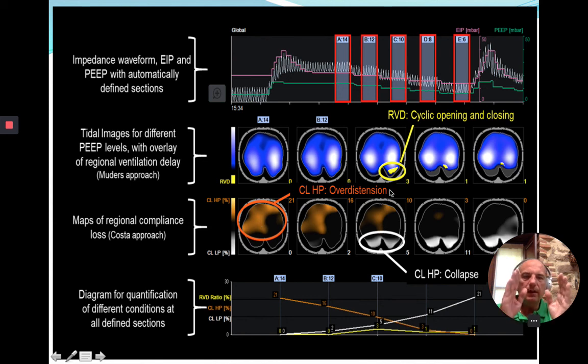I want the perfect balance between collapse and overdistension, and this tool tells you perfectly. For example, now it's telling you, okay, still there is not a huge amount. Now you have a little collapse in the back part and still overdistension. So probably the perfect PEEP is something between this one and this one. And then when you graph it, the conclusion is very simple. In this case, this is the perfect point. So this is the perfect PEEP for this patient, in this case 10.